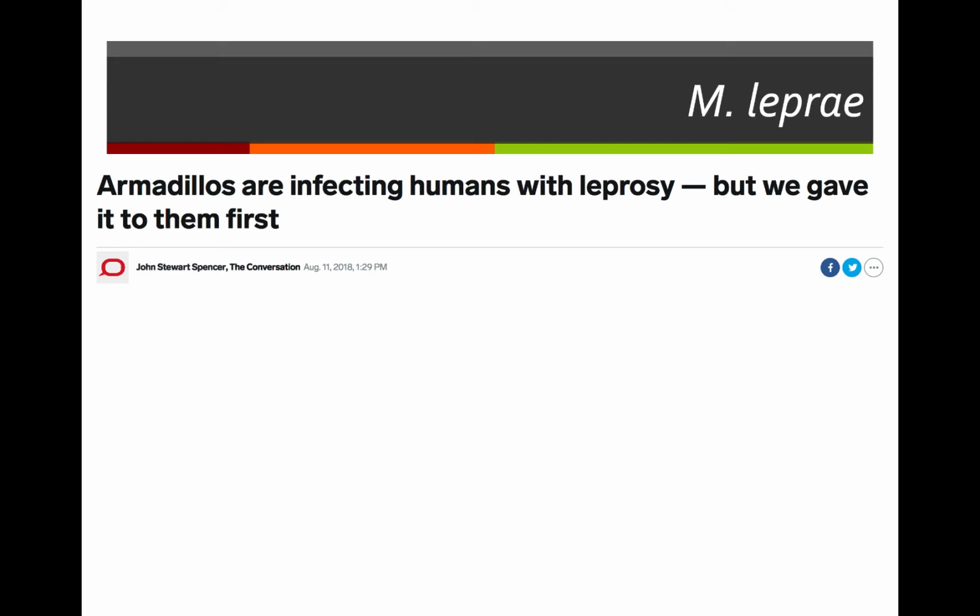So I told you that armadillos in the US are the reservoirs for leprosy, but based on molecular genetic analysis, it appears that the armadillos in the US, like Texas, Louisiana, actually did not carry leprosy until colonists from Europe brought leprosy to the US. So colonists from Europe did a lot of damage to the US, including infecting armadillos with leprosy. So the armadillos just give it back every now and then.